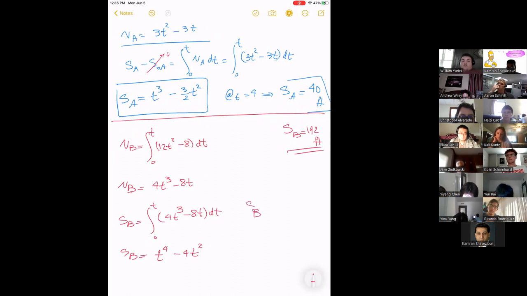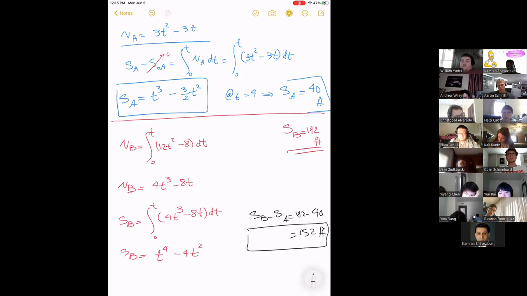Now, because it says the distance between them, you're going to get SB minus SA, which is 192 minus 40. It's going to be 152 feet distance between them after 4 seconds. So this was a simple example showing how rectilinear motion works. You have acceleration, you integrate it, you get velocity, displacement, positions, and everything. You can calculate that. Any question about this? Looked easy, right?